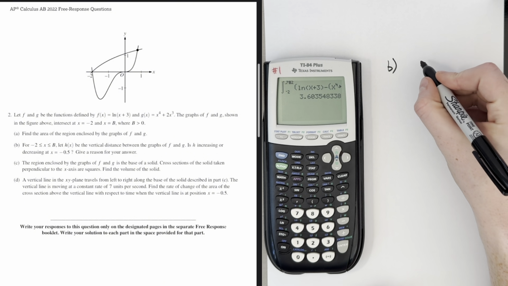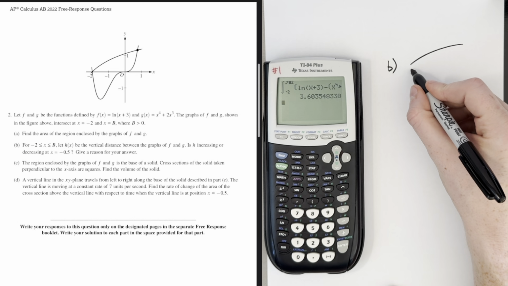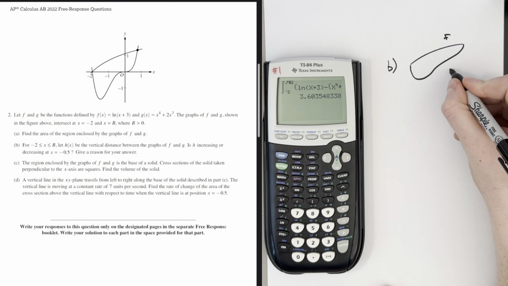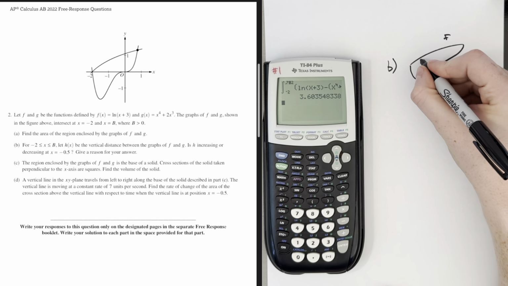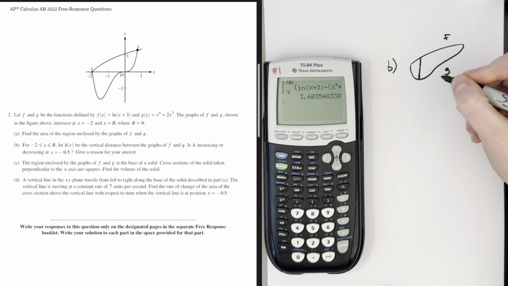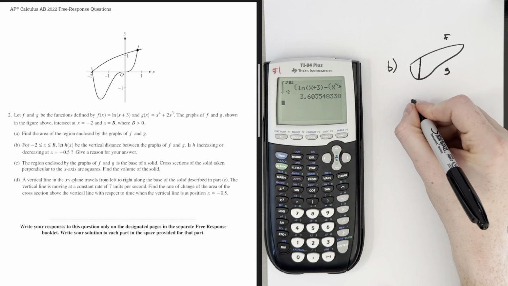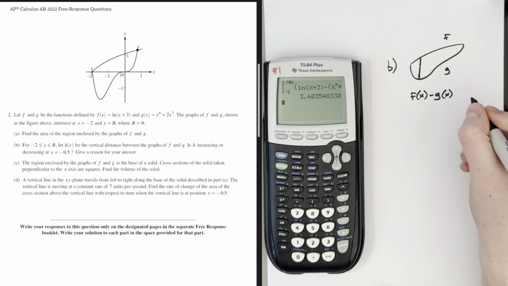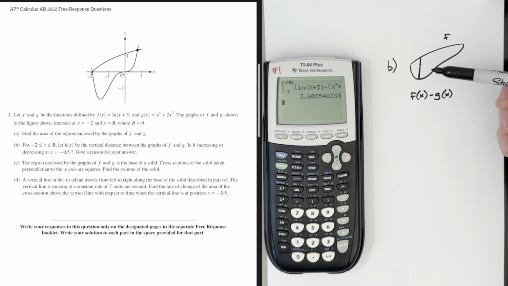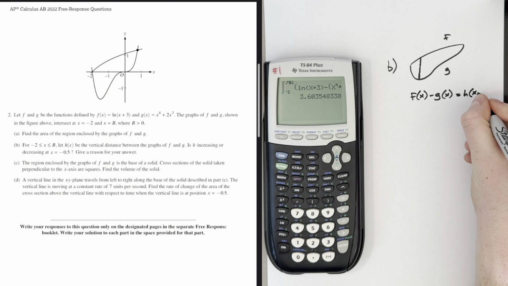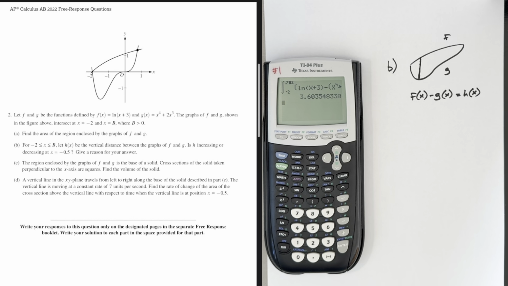Okay. Now we have our functions. If I were to just sketch them again, it doesn't have to be perfect, this is our function f. This is our function g, right? The vertical distance between these two, I'll just draw a straight line, is going to be f of x minus g of x. It's just our top minus our bottom function. That will give us the vertical distance. And they say that this is equal to h of x.